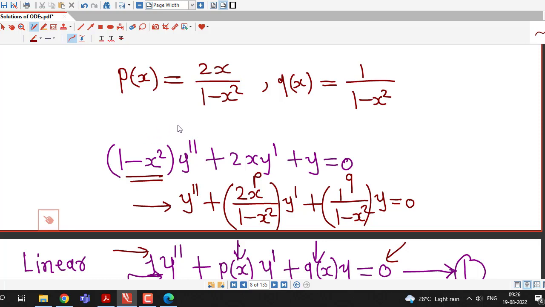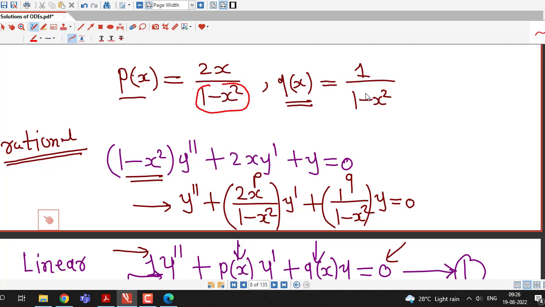Now if we want to consider analyticity of these two functions, then we can observe that p(x) and q(x) are rational functions. They are division of polynomials. Here we have two polynomials, 2x and 1 minus x square. Here we have 1 and 1 minus x square. And we know that rational function is not analytic at those points at which denominator is 0.